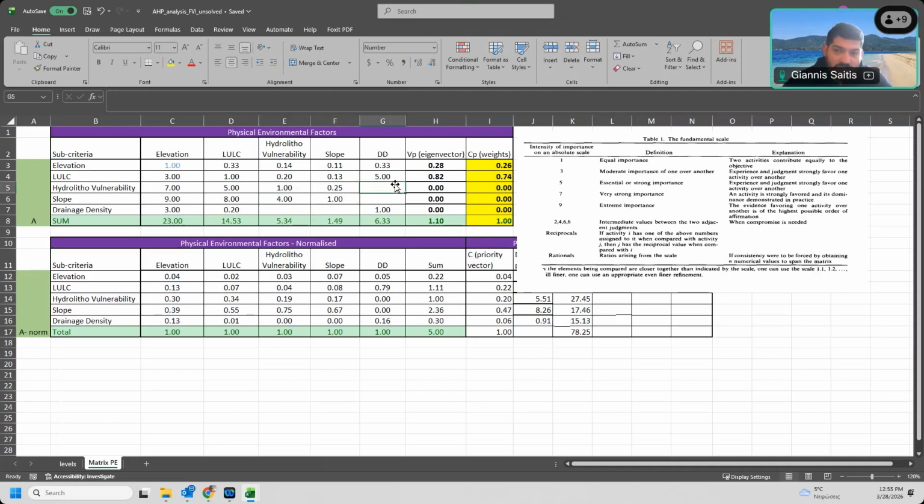Hydrolithology vulnerability to drainage density. 4 or 5, maybe. More important. Hydrology, it's more important. Okay, let's go with 5 that you mentioned. Okay, so here's 1 to 5. And last one, slope to drainage density.